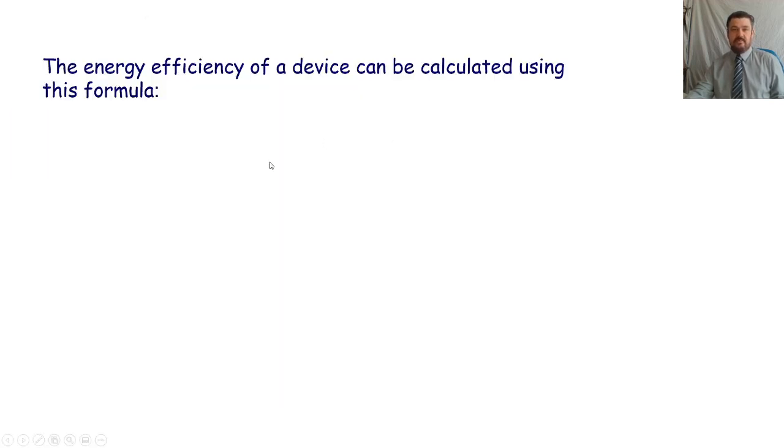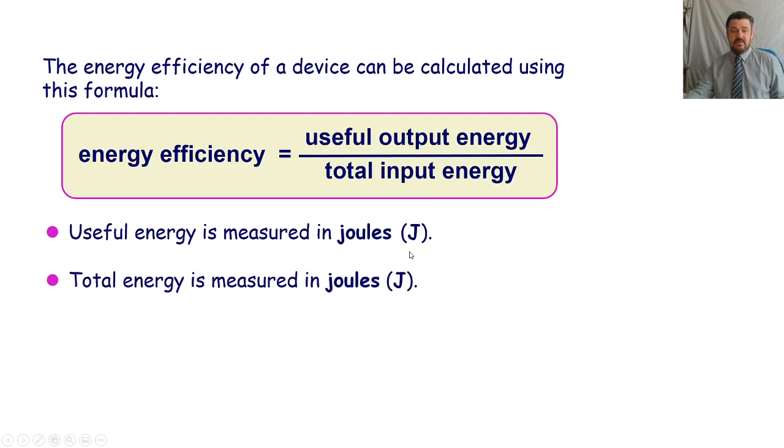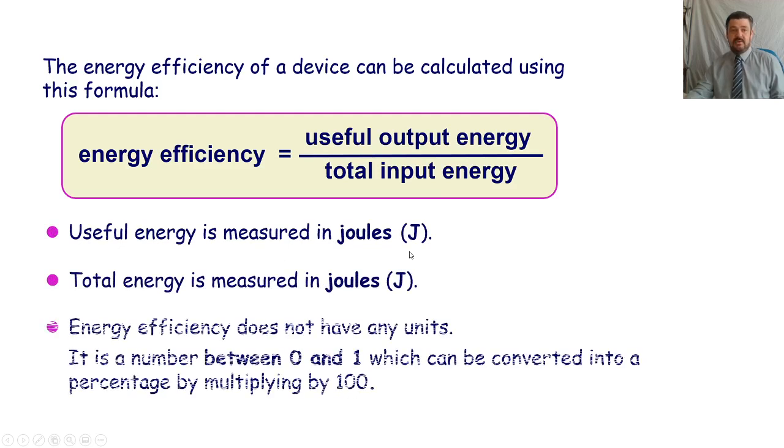Okay, welcome back. So what we can do is we can look at that in terms of the pure maths involved. The energy efficiency of a device can be calculated using this formula. Efficiency is equal to useful output energy divided by total input energy. Useful energy is measured in joules. Total energy is measured in joules. Energy efficiency does not have any units. It is a number between 0 and 1. We can convert this into a percentage by multiplying that by 100.